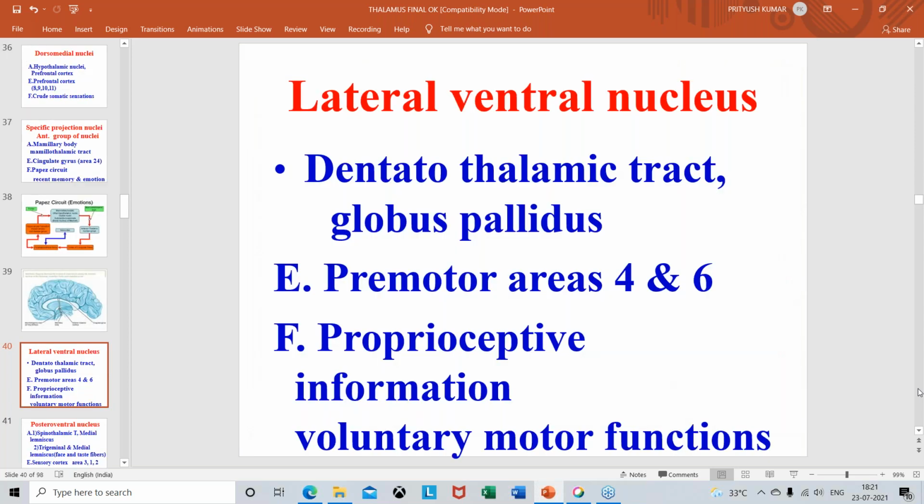So the next nucleus is the ventral lateral nucleus. The afferents come from the dentatothalamic tract and globus pallidus. The efferents go to the premotor areas 4 and 6. Function-wise, they are concerned with proprioceptive information, and they are also important for voluntary motor function. So this is the ventrolateral nucleus.